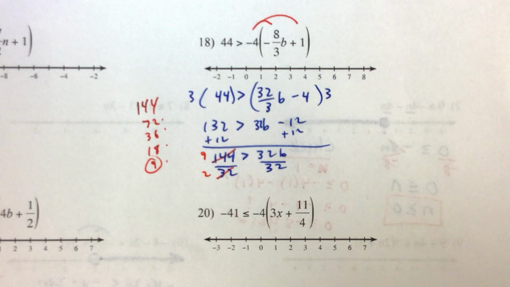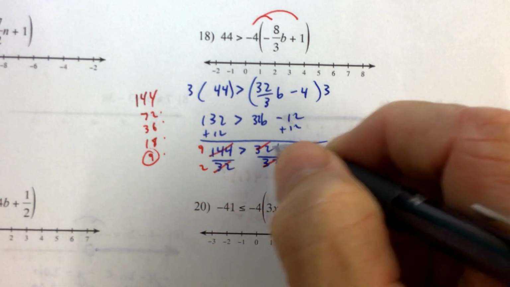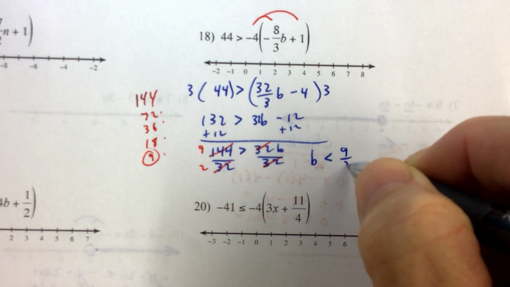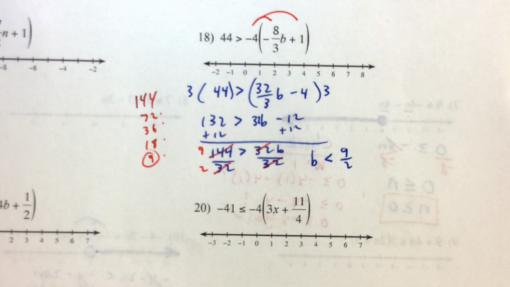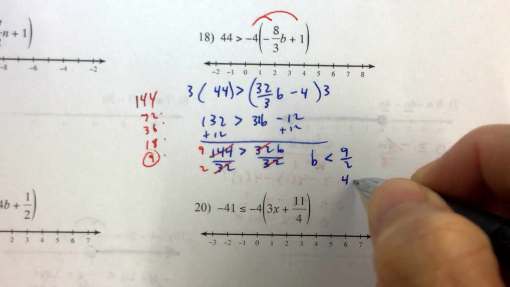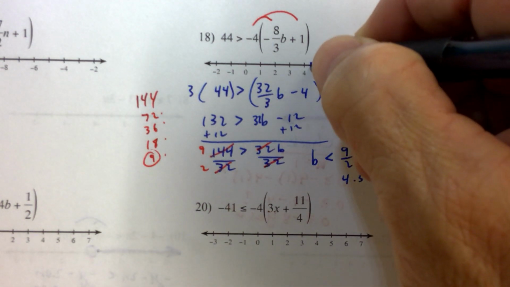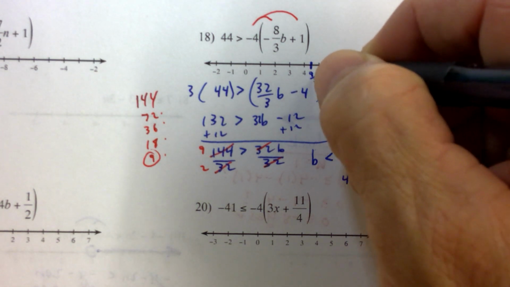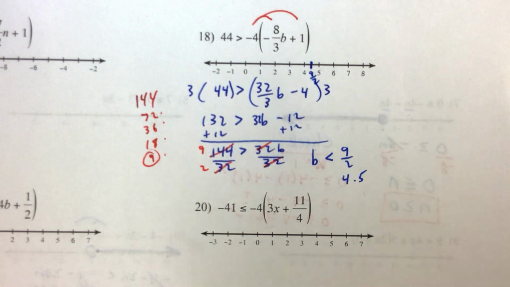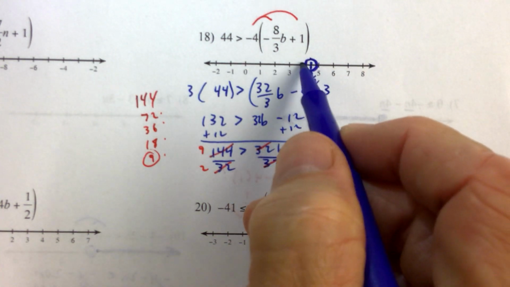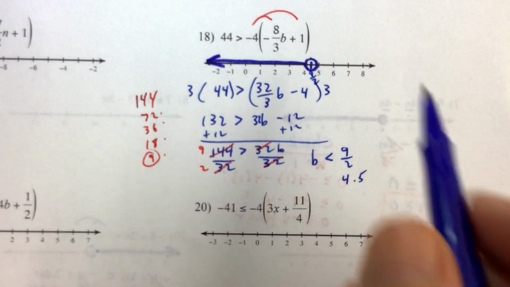So we get b is less than 9/2, and 9/2 is 4.5. So we're going to put 9/2 right there, and b is less than, so we use an open circle, and we shade to the left. I will leave the check to you.